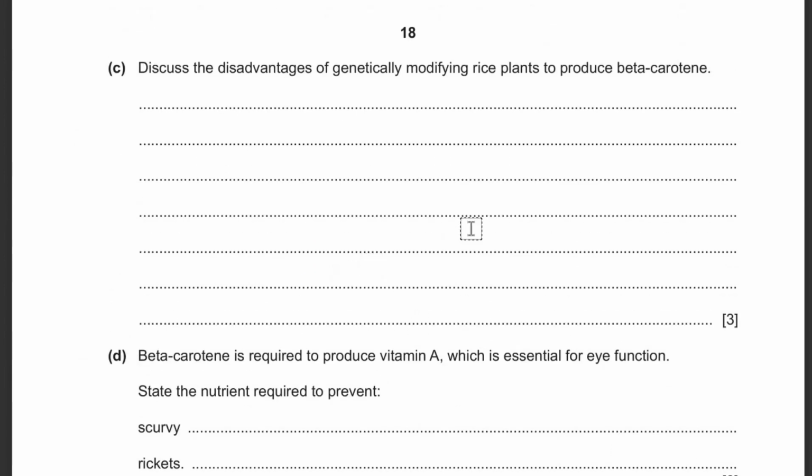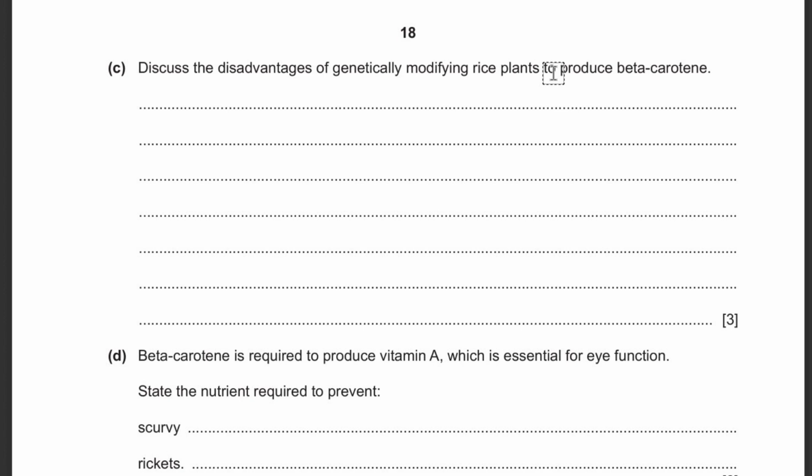Now, part C says, discuss the disadvantages of genetically modified rice plants to produce beta carotene. What are the disadvantages? The additional energy content that is added might be too small for the people to use, right? And the seeds are very expensive to buy. So for farmers, it's not very cost effective. This is going to cost them a lot of money. Farmers are unable to save the seeds.